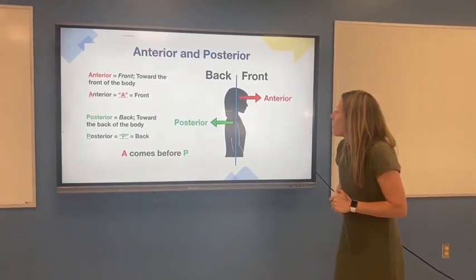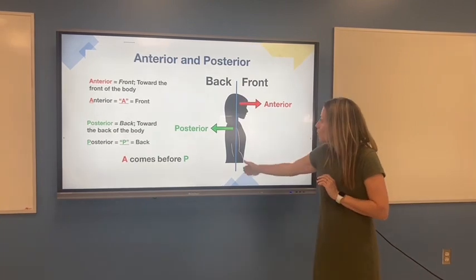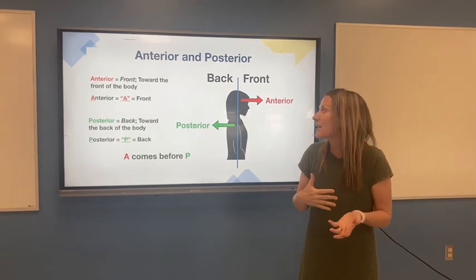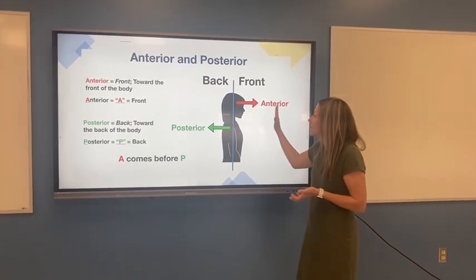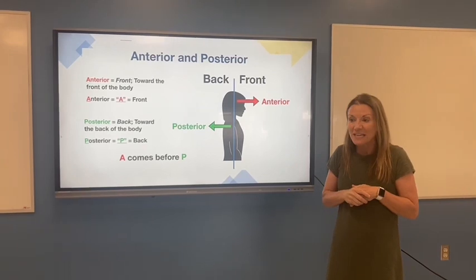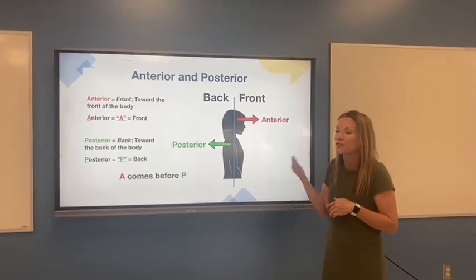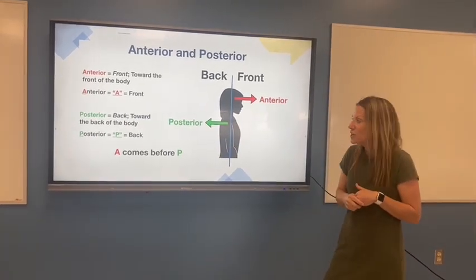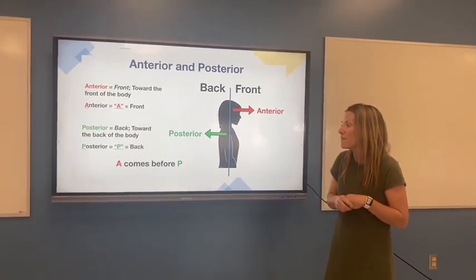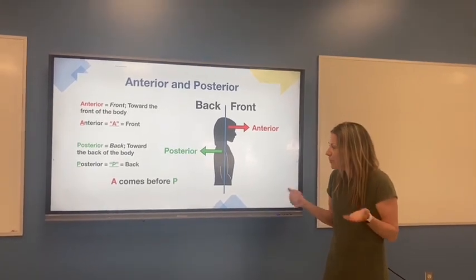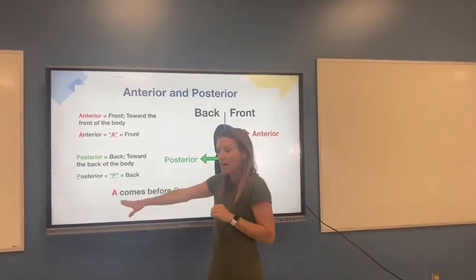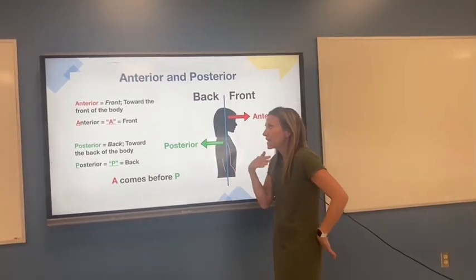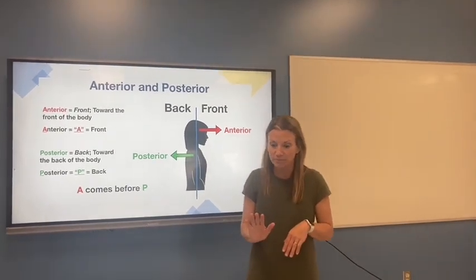So we talked about that frontal or coronal plane dividing us into front and back sections. When we talk in terms of anatomy, we refer to the front as anterior. So anterior means front or towards the front of the body. The back side is known as posterior. So posterior is the back or toward the back of the body. One way that might help you remember this is that in the alphabet, A comes before the letter P. So front, before, back. Anterior, posterior.